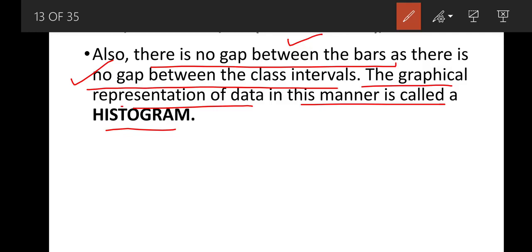So these are the differences between bar graphs and histograms. A bar graph is used for ungrouped data. Histograms are used for grouped data. There are gaps between the bars in bar graphs, but there is no gap between the adjacent rectangles or adjacent bars in histograms.